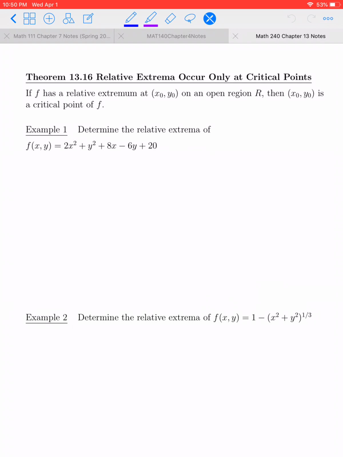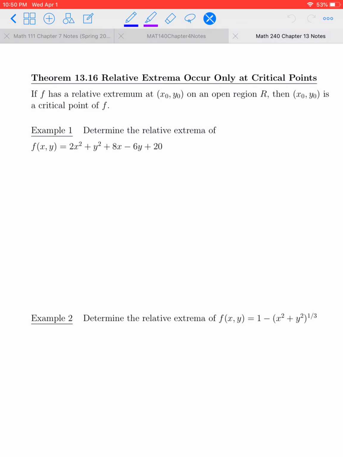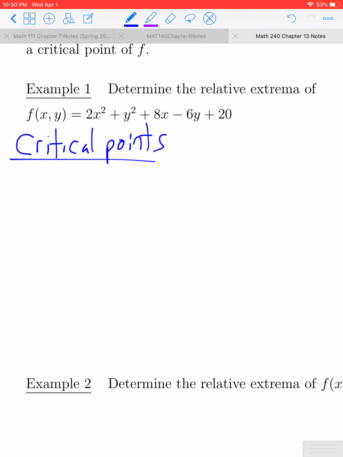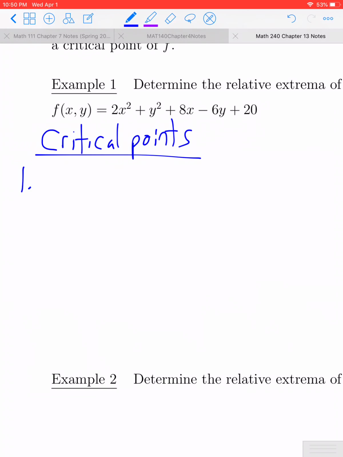They want us to determine the relative extrema of this function. It's f of x comma y equals 2x squared plus y squared plus 2x minus 6y plus 20. First thing we'd want to do is begin by finding our critical points. This is a two variable function, so critical points, that is. And again, they're going to come from two different sources. Let's look for the critical points that occur as a result of having fx and fy simultaneously equal to 0.